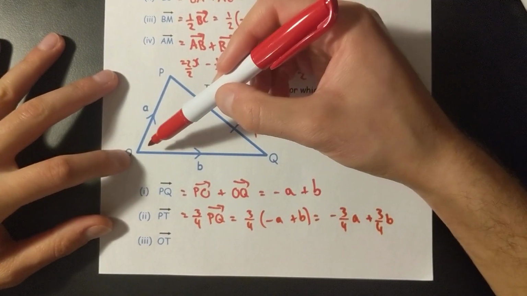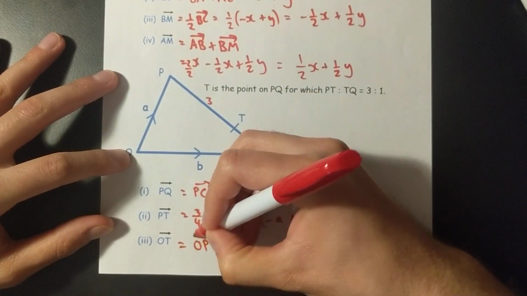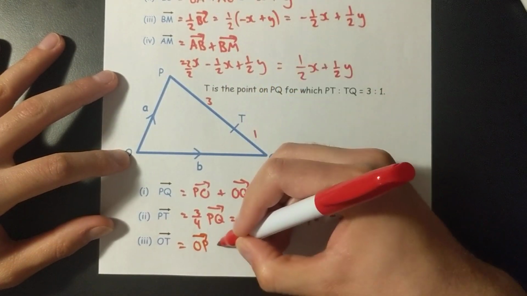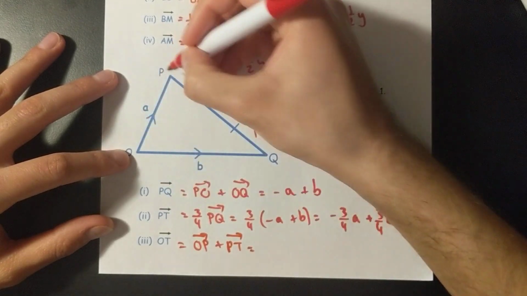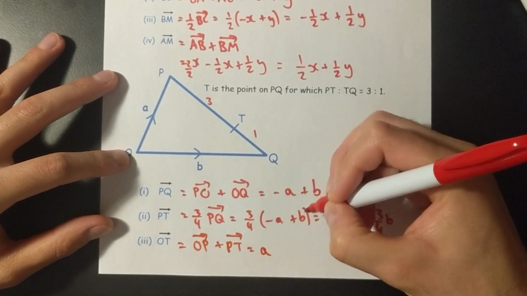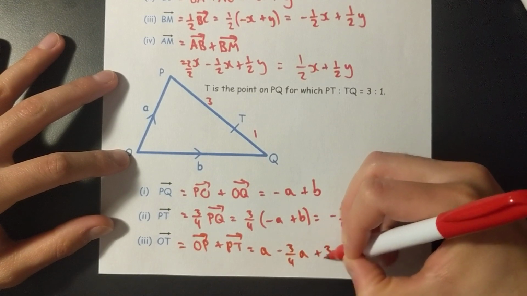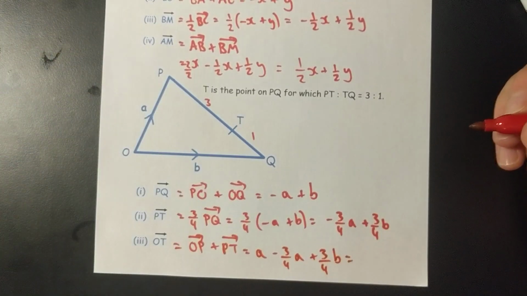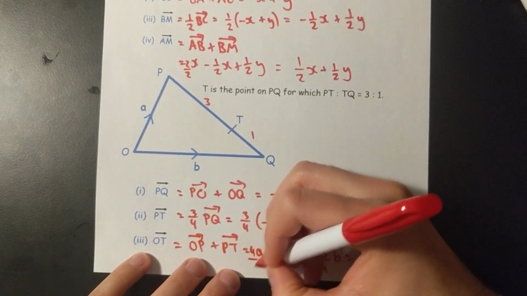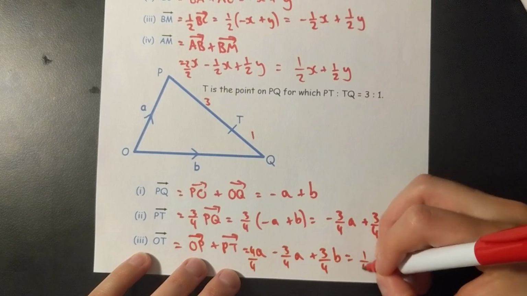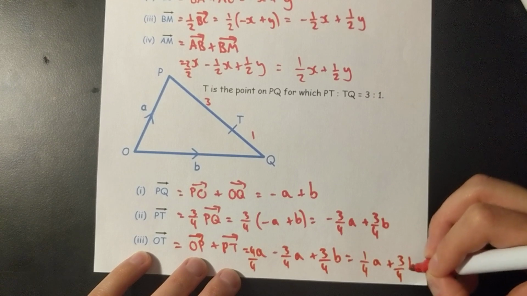Now, last part, what is O to T? Well, O to T, I need to go from O to P, and then I need to go from P to T. Now, I've just worked out what P to T is. O to P is a, P to T is negative 3/4 of a plus 3/4 of b. So let's simplify that, and we've got a whole a, take away 3/4 of a. Well, that is 4/4 of a, take away 3/4 of a. I've just got 1/4 of a left, plus 3/4 of b.